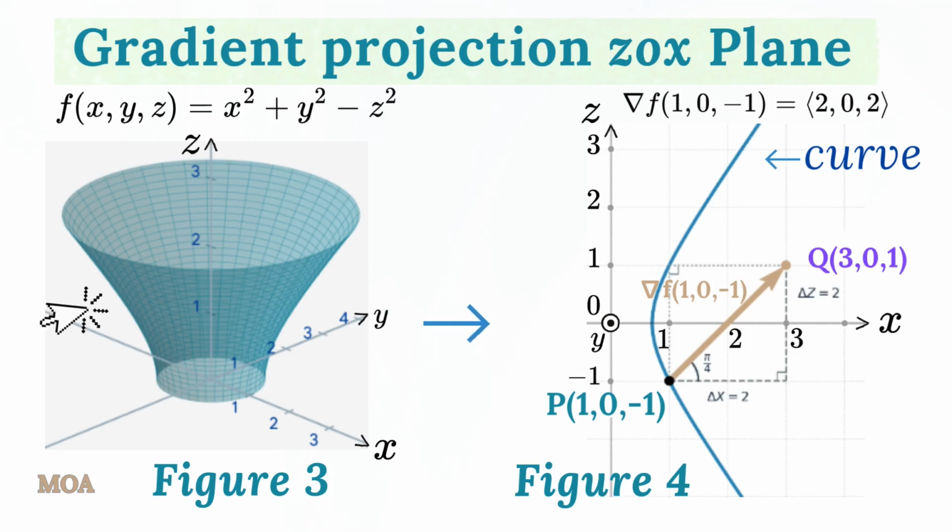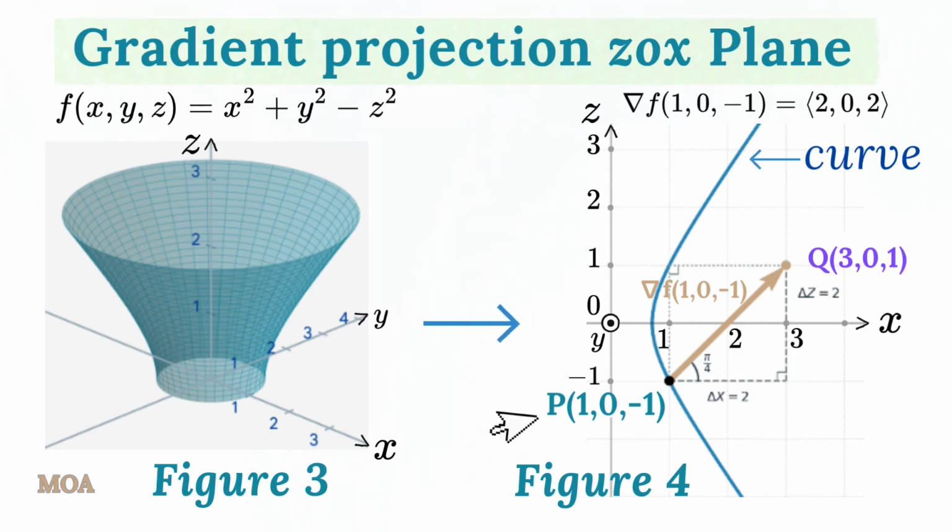To visualize, with clarity, the gradient of f at the point 1, 0, negative 1, let us look at the 3D surface defined by x squared plus y squared minus z squared. This surface is a hyperboloid of one sheet, centered on its vertical symmetry z-axis, while the x and y axes extend across the horizontal plane, as shown in Figure 3. Now, consider the plane passing through the z-axis and the point P, 1, 0, negative 1. This plane intersects the hyperboloid along a hyperbola, as displayed in Figure 4.